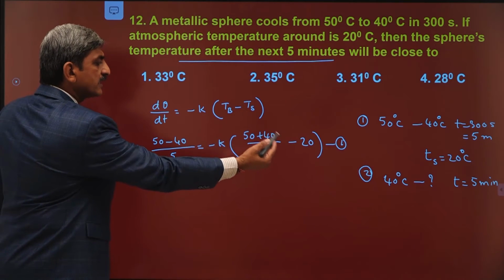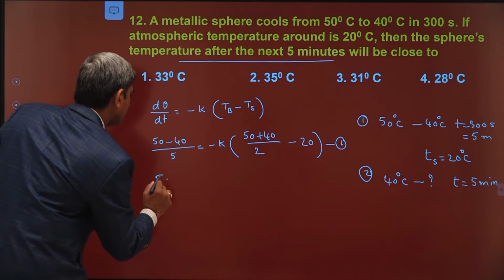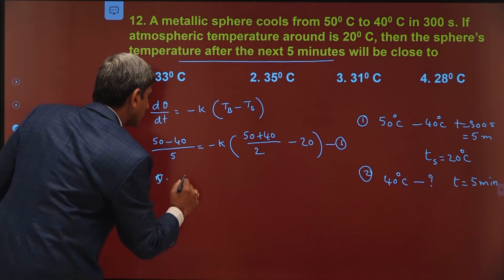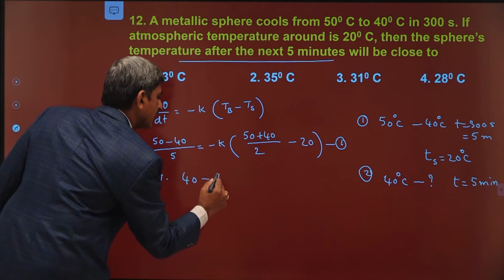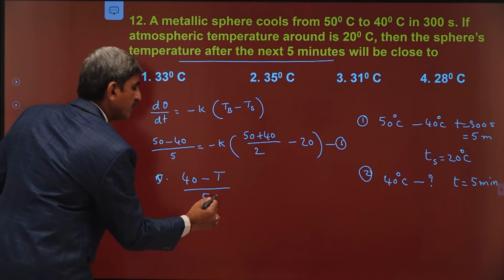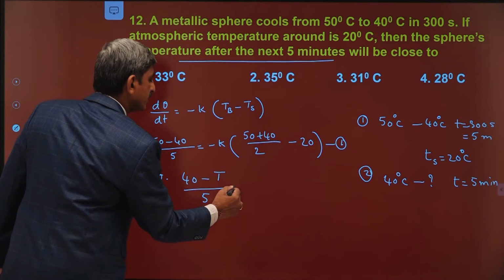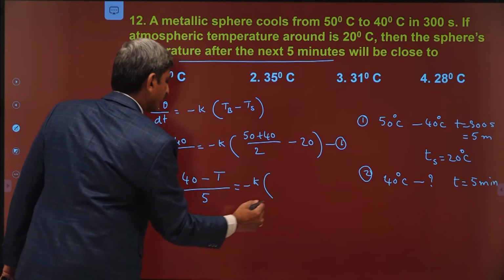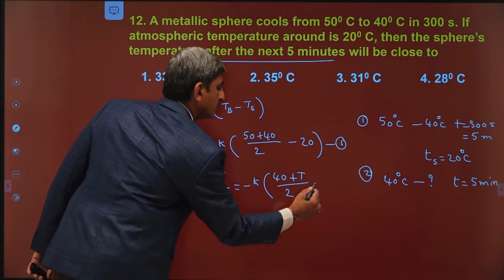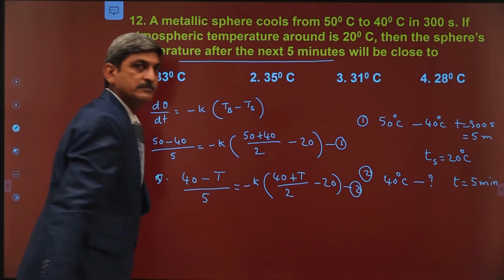Similarly, apply the conditions of case 2. So it changes from 40 to an unknown temperature. So 40 minus T, let the unknown temperature be taken as T, divided by the time, which is also given as 5 minutes. So 40 minus T by 5 is equal to minus k of 40 plus T by 2 minus 20. Let it be equation number 2.